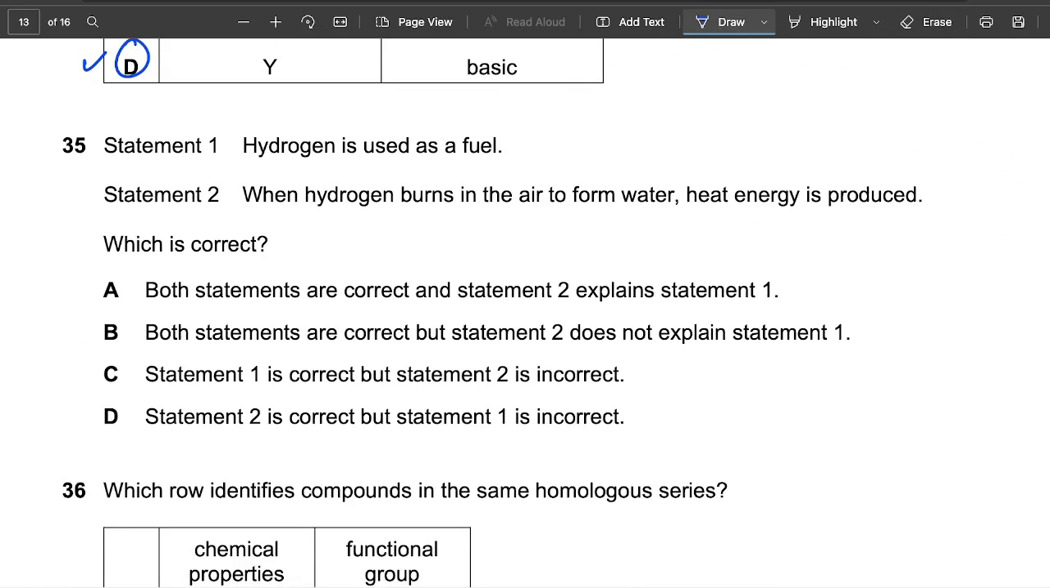Okay, statement 1: hydrogen is used as a fuel. That is correct. Statement 2: when hydrogen burns in the air to form water, heat energy is produced. Is that correct or not? Okay, even this is correct. Both of them are correct. So let's see which is correct. Both statements are correct, and statement 2 explains statement 1. So heat energy is produced. This is a fuel. So yeah, this should be correct.